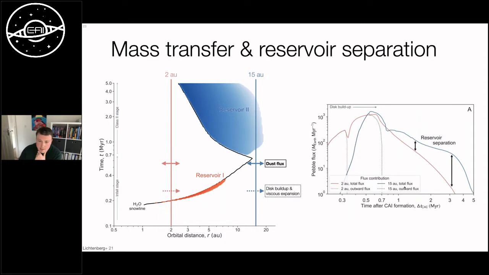This is what you can see here on the right-hand side. This again shows time after CAI formation. This is the pebble flux in Earth masses per million years. Red is at 2 AU, blue is at 15 AU. What you can see is that during the first about 700,000 years, which in this specific model is the length of the class 1 stage, the pebble fluxes at 2 and 15 AU are roughly comparable.